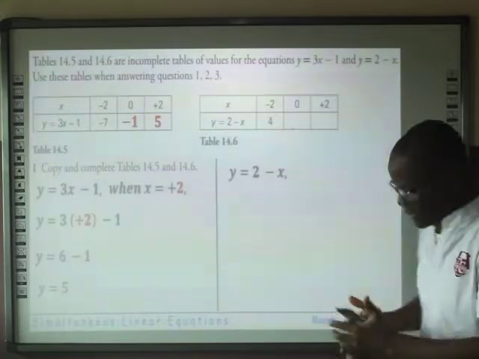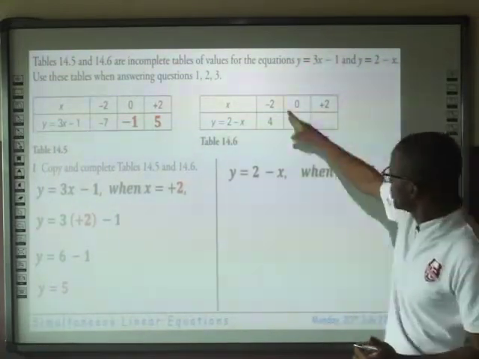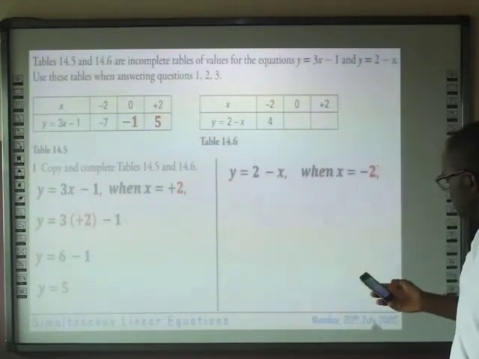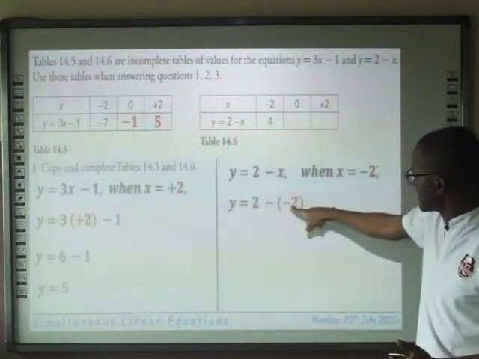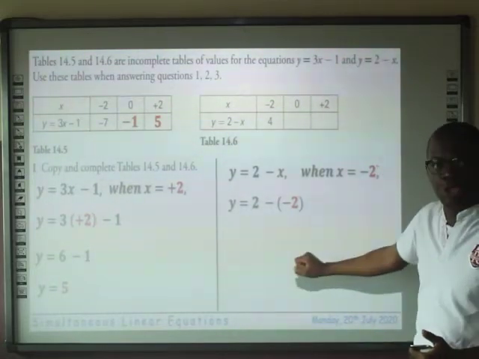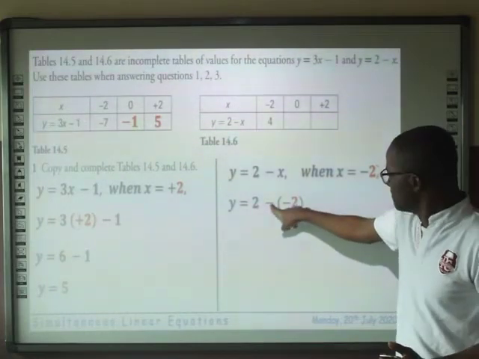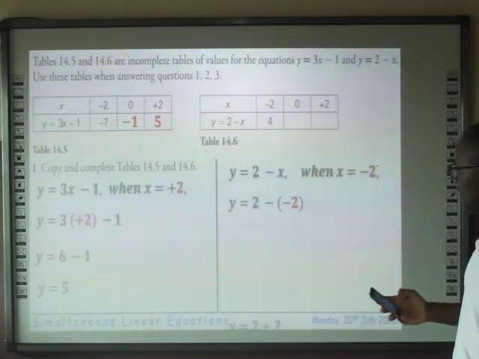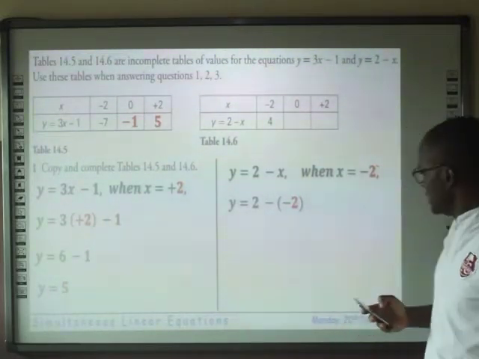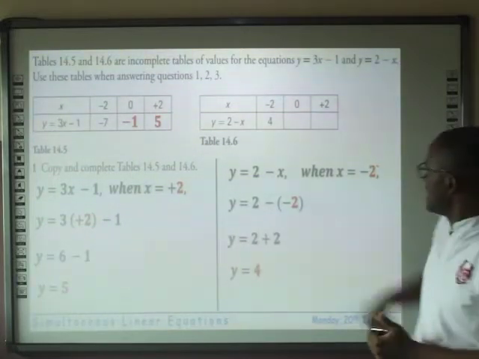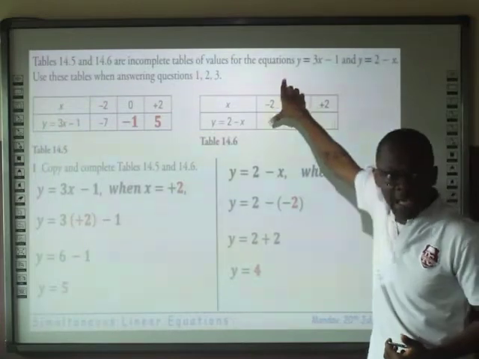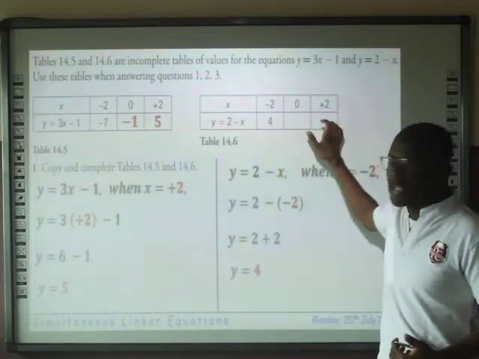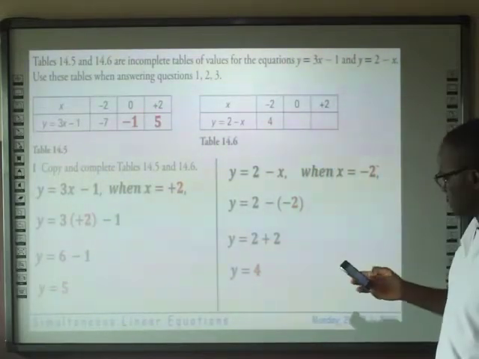Let's just have a quick check. When x is minus 2, anywhere you see x, you replace it with minus 2. So y will be 2 minus x, which is going to be 2 minus minus 2. Now remember, when you open the brackets, minus times minus gives you plus. So y will be 2 plus 2. Of course, 2 plus 2 gives you 4. Okay? So when x is minus 2, y is 4. That is correct.